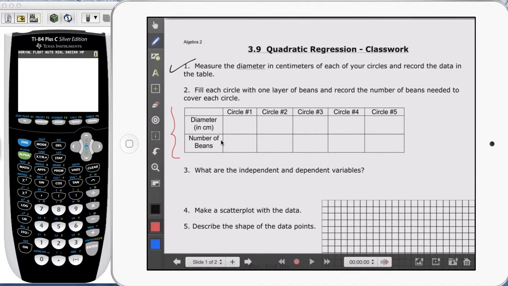Now I do hope that you tried on your own, and the data that I gathered is going to be 1 centimeter for the first circle, 3, 4.5, 6, and 9.2. So if your answers are close to mine, don't erase them.